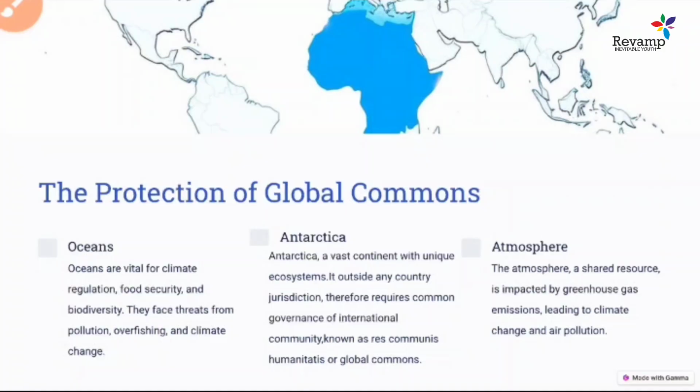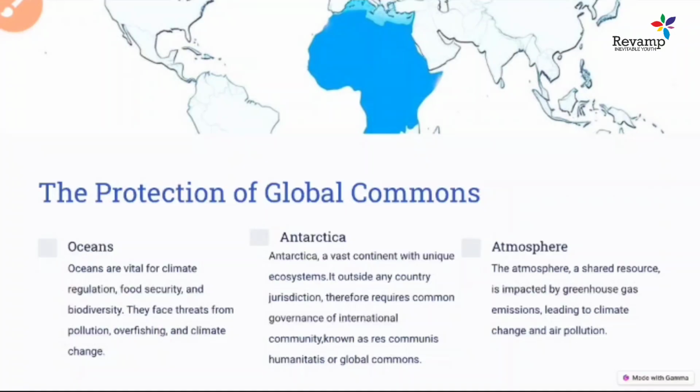And the second very important one is Antarctica. What is Antarctica? Antarctica is a very vast continent, a very unique ecosystem. It does not come under one country. It's governed by the international community, called res communis humanitatis, or a global common, because there is no one governmental control or one country's flag there. So these are the areas where we need cooperation between countries, or an international effort, for the conservation of these areas.